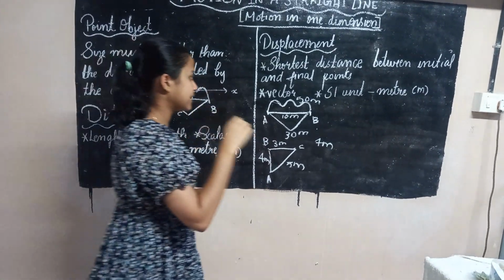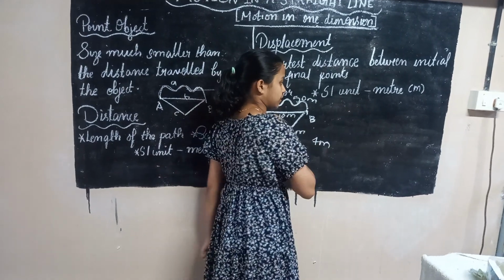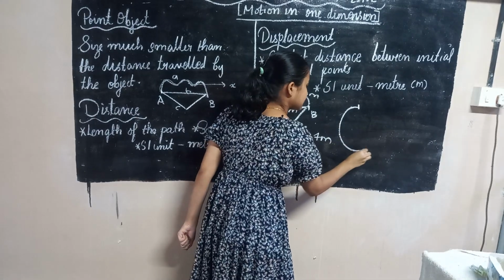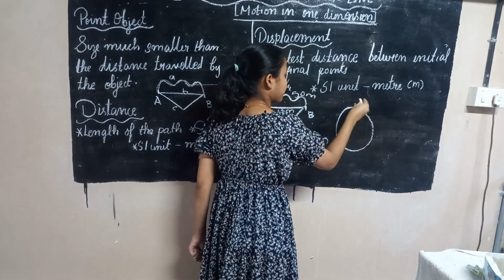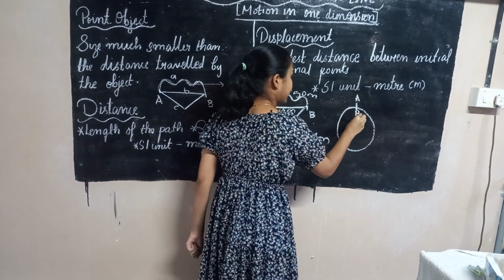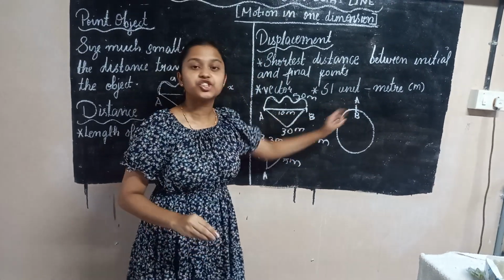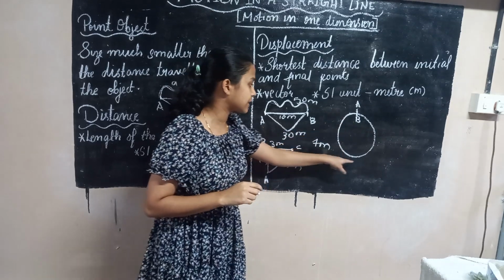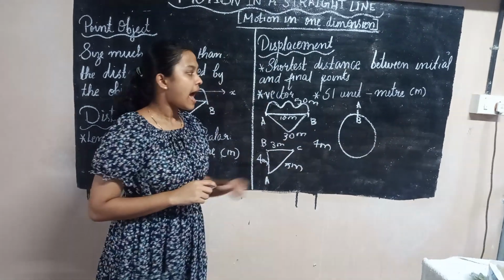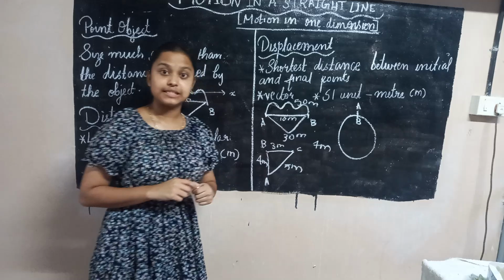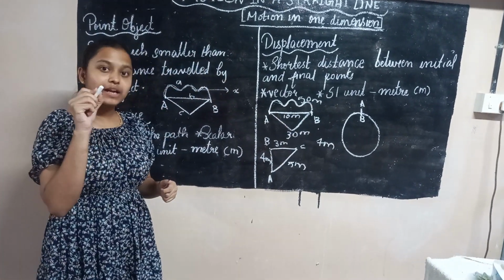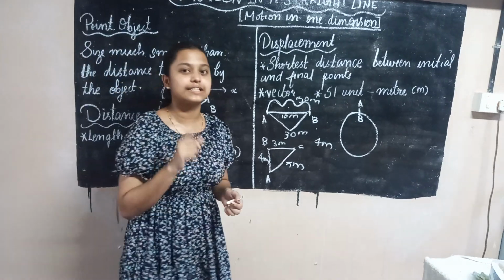Another case is that of a circular motion. I am starting from here, going like this, coming back to the same position A. In this case, the initial and final position are the same. The distance is the circumference of the circle, and here the displacement is 0. From this case we can see that displacement can be 0 but distance is never 0.